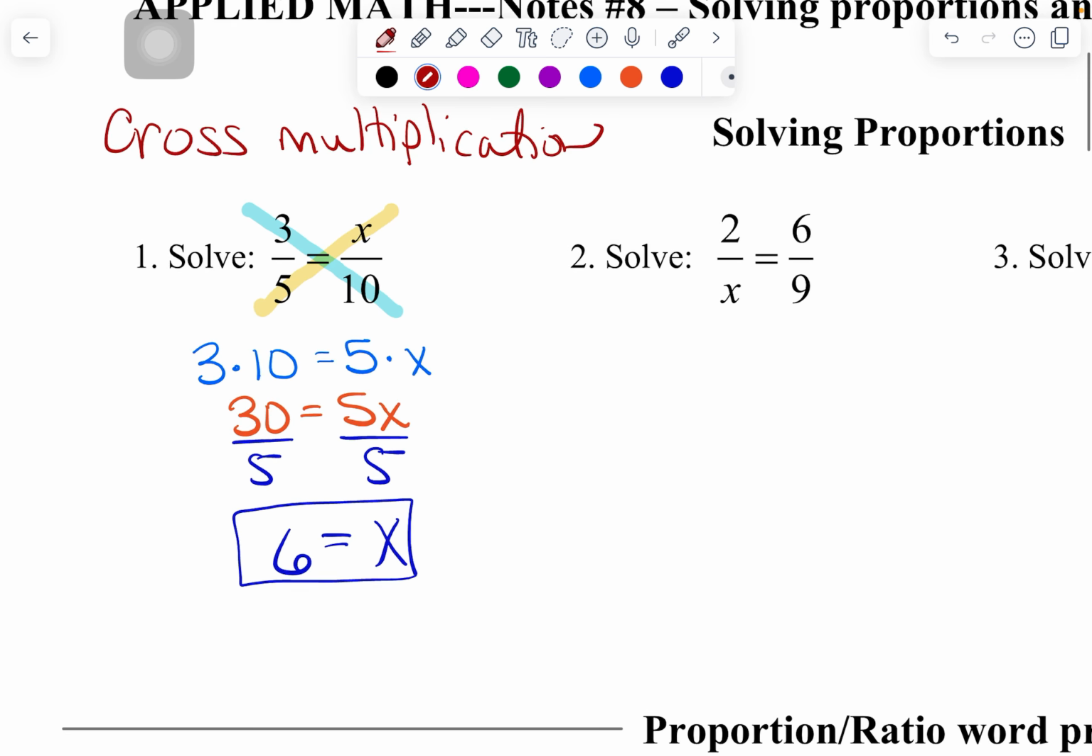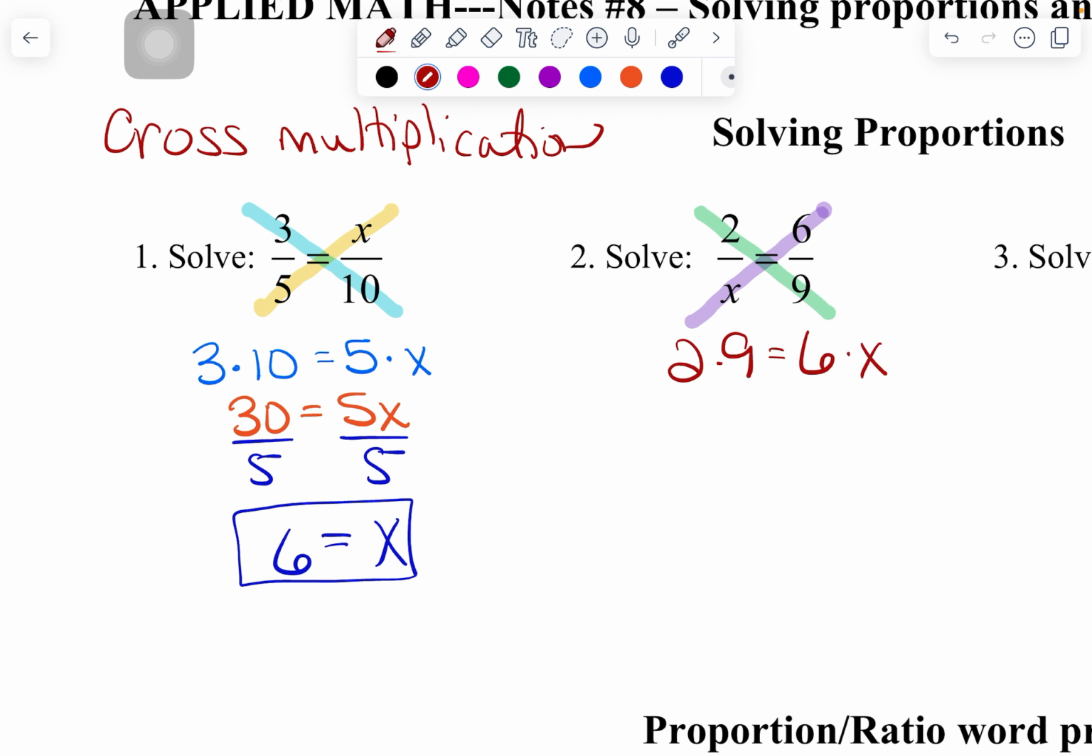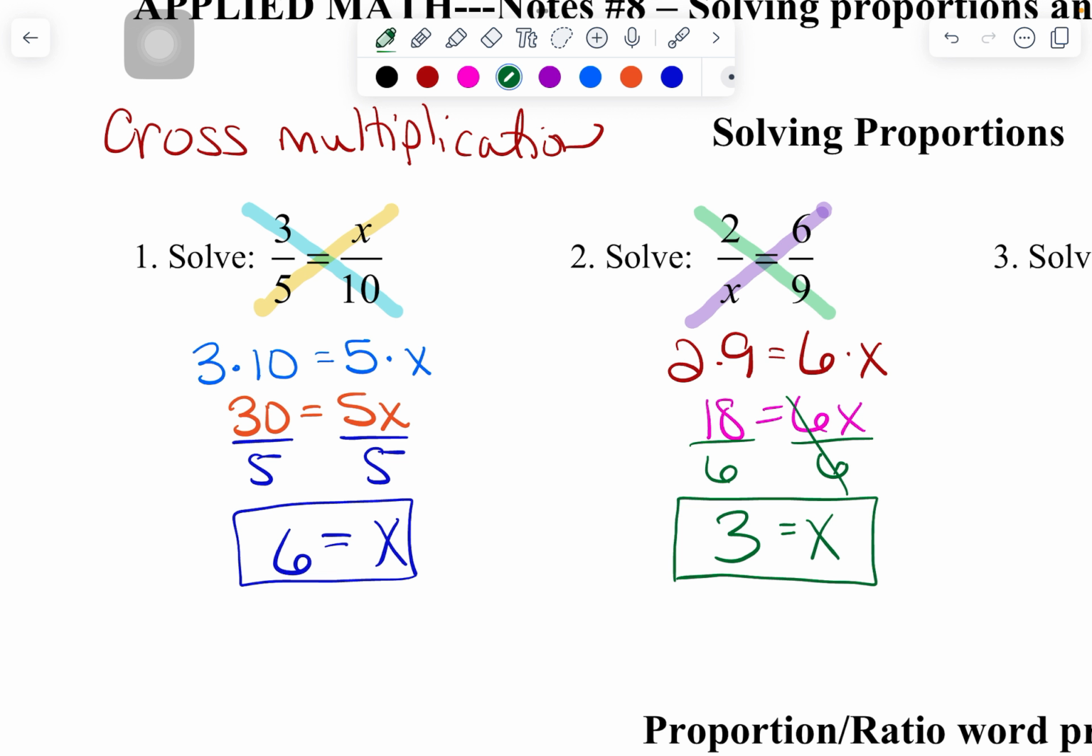So let's do the same thing for problem number 2 here. You can highlight the cross if you want to. So we're going to highlight numerator to the opposite denominator, and then numerator to the opposite denominator. Helps if I can say it right. And then we've got, let's see, 2 times 9 equals 6 times x. Now, which diagonal you write first doesn't matter, right? They're both equal to each other. So let's see. 2 times 9 makes 18. 6x. Let's go ahead and divide by 6. And that's going to get me x equals 3 for my final answer. All right, so far so good for those two proportions.